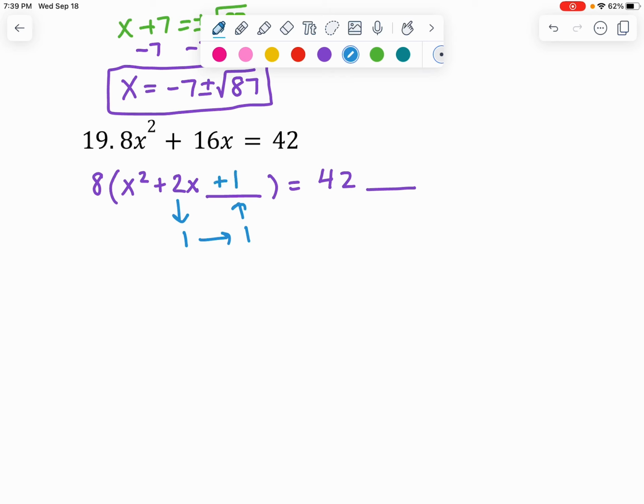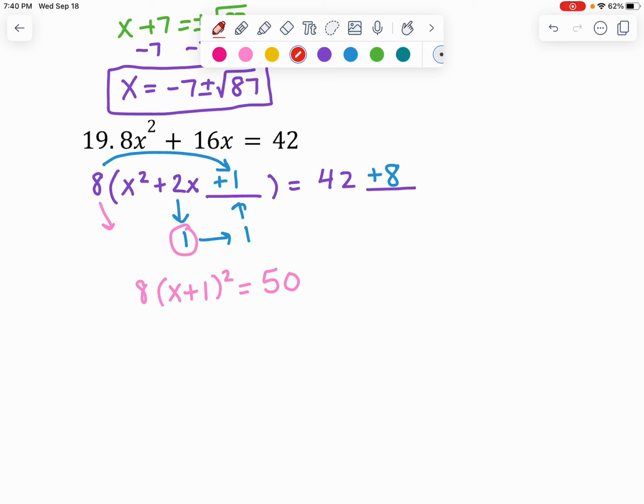But before I add it to the other side, we want to consider the GCF. This is not adding 1 to the left side of the equation. It's actually adding 8 times 1, which is 8. So on the right side, I need to add 8, not just 1. Now when we create our factored form, I've got the 1 here, so I get x plus 1 squared. And I need to bring down the GCF. Equals, on the right, 42 plus 8 is 50.